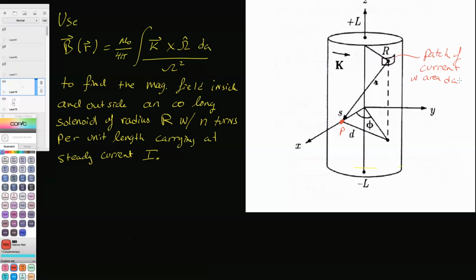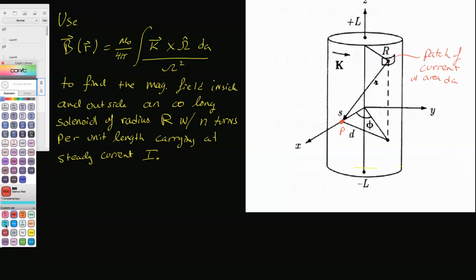Okay. So first of all, we can draw R that goes from the origin to the field point. So that's R, right? And I can write R as just s, 0, 0, or if you prefer, s hat, right? Okay.